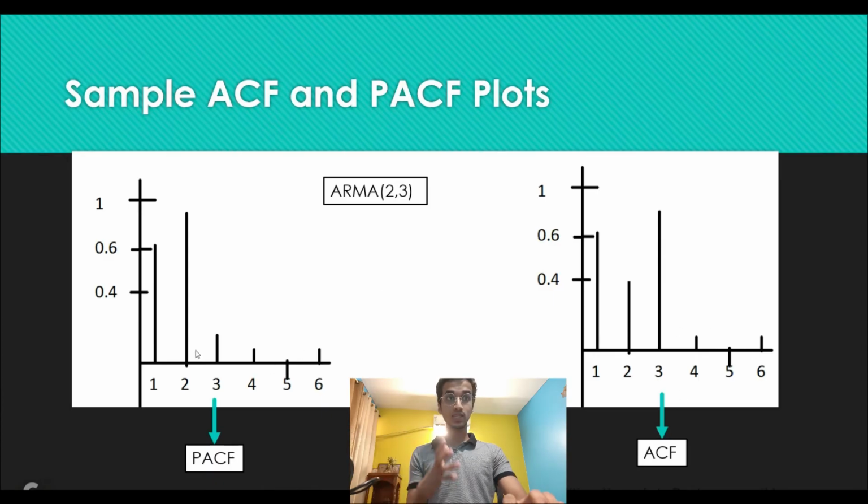So by analyzing your PACF and ACF plot, you can find the order of the auto regression and the moving average and combine them to get your ARMA model. So in this case we have ARMA model of 2, 3 order, right?